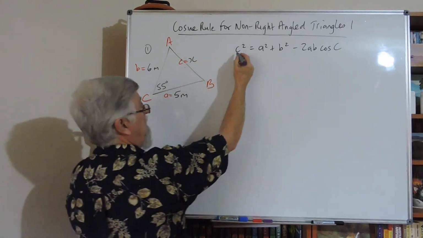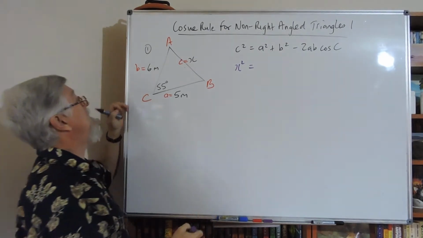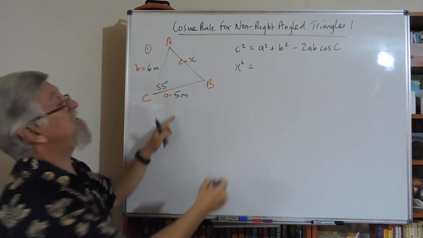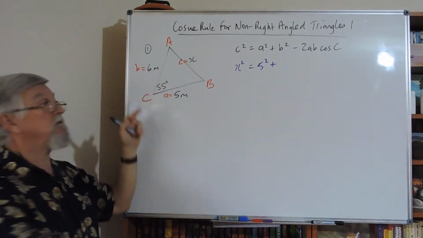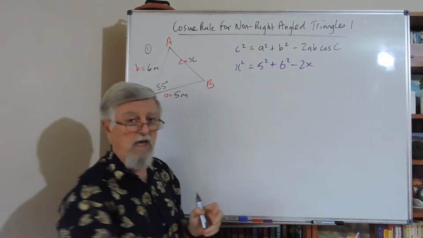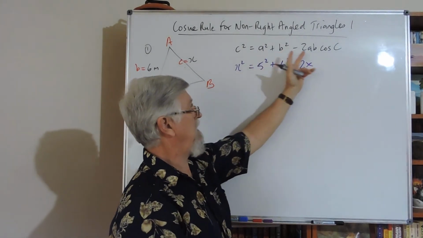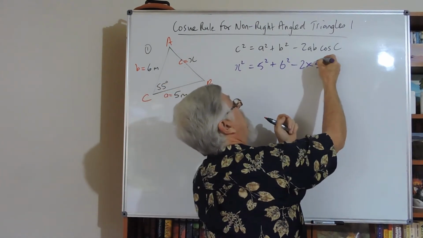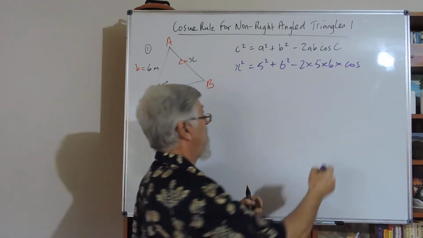Let's put the numbers in, and the letters. That's an x, that replaces the c, so the c becomes an x, which is x squared. The A becomes a 5, which is 5 squared. The B becomes a 6, which is 6 squared. And then we've got minus 2 times whatever the A is, so there's a repeat of these. If you notice the pattern, there's A and B there, and there's A and B there. So that's 5 times 6, and you multiply by the cos of the angle, which is 55 degrees.